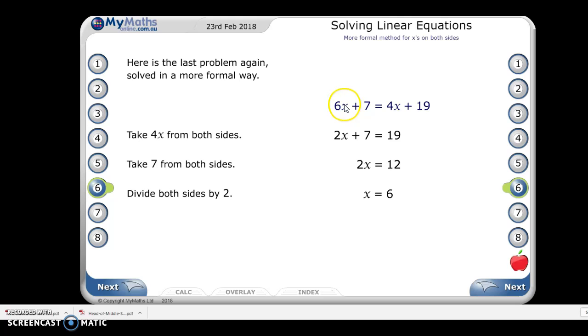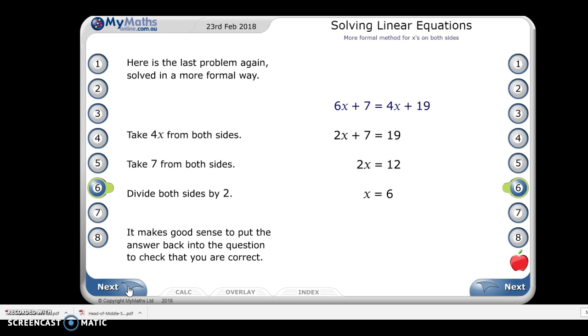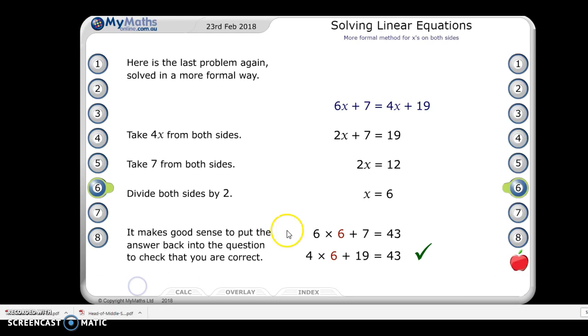The first step, once again, was just get rid of the least number of x's if you have x's on both sides of the equation. It does make sense to take your x value, which is 6, and see if it works. That was the number I was thinking of. So first of all, I was told that the number I was thinking of was multiplied by 6 and 7 was added. So if the number I thought of was 6, my answer would be 47. And I supposedly got exactly the same thing if I took the same number, multiplied it by 4 and added 19. Yep, that's 43 as well, so I can check that.